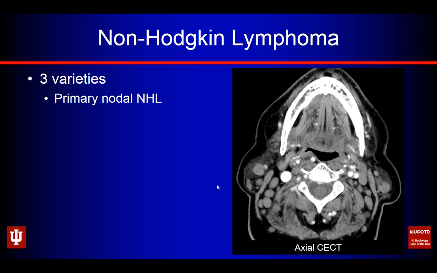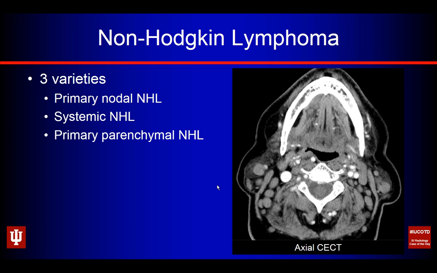Just a few words about lymphoma. You can have three main variants of non-Hodgkin lymphoma that involve the parotid gland. You can have primary nodal non-Hodgkin lymphoma. Again, parotid gland, only major salivary gland that contains lymph nodes. They sort of get wrapped into it during its embryological development. So you can have lymphoma that involves only the nodes within the parotid. You can have systemic non-Hodgkin lymphoma, which is what we're looking at in this image here. And you can even have a primary parenchymal non-Hodgkin lymphoma. So the three flavors, again, primary nodal, systemic nodal, or primary parenchymal.